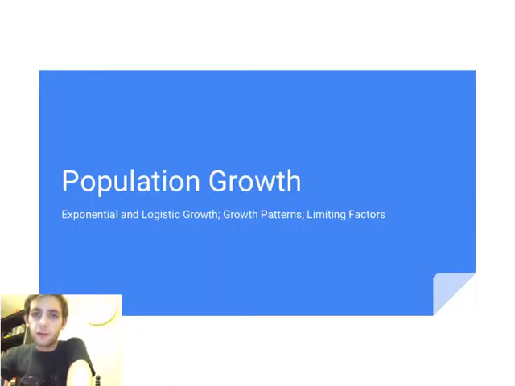In the last video, we talked about some basic properties of populations, and now we're going to talk more specifically about how populations grow. So we're going to identify exponential and logistic growth. We're going to talk about various growth patterns or strategies, and then we're also going to discuss briefly limiting factors.